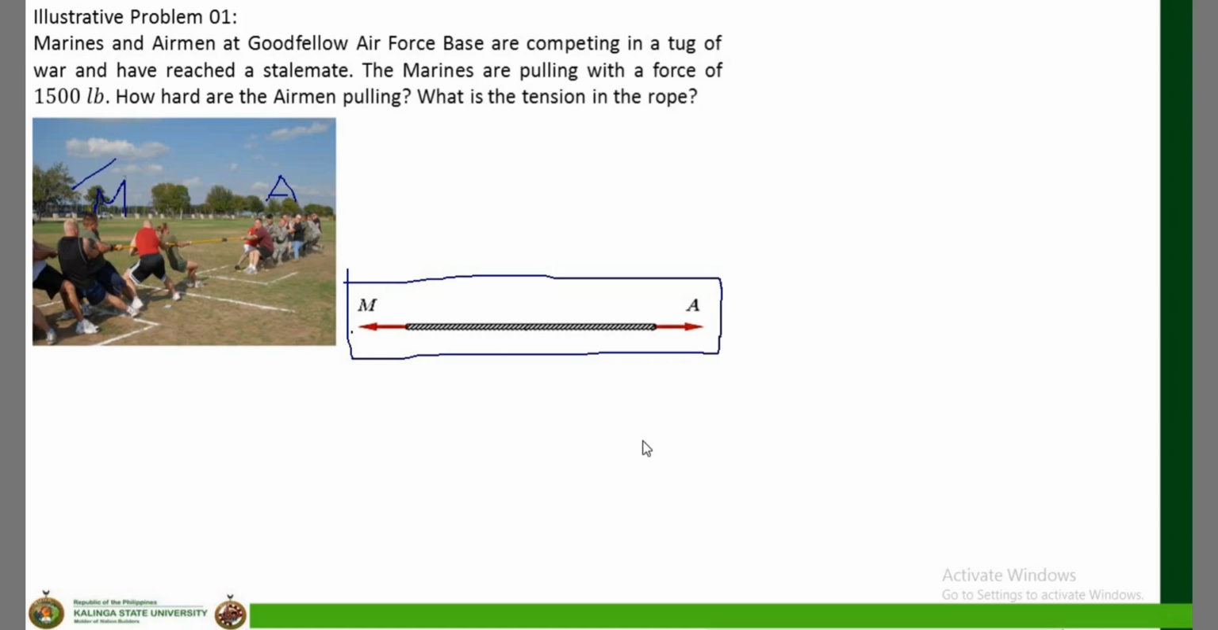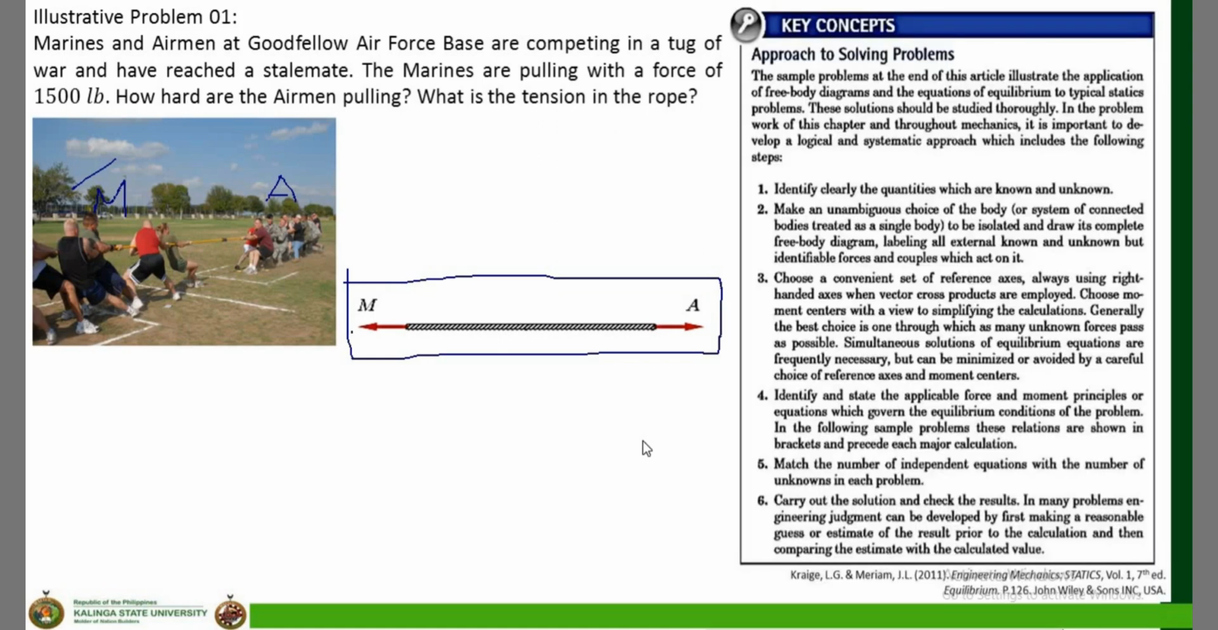So in solving problems regarding equilibrium, here are the key concepts or approaches to solving problems. First, identify clearly the quantities which are known and unknown. So what are the given and what is the unknown? So our given, we have here, the Marines are pulling with a force of 1,500 pounds, and the unknown is the tension in the rope. Those are the given and unknown in this problem.